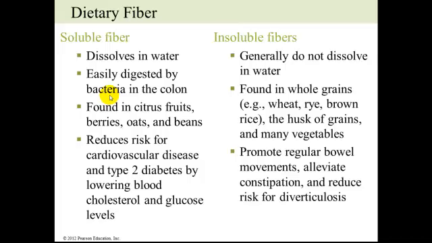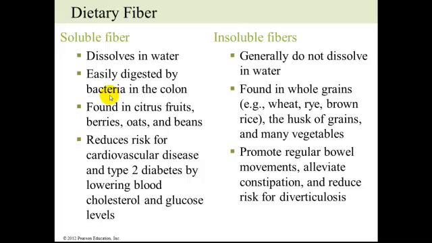Some of the types of soluble fibers include things like pectins and gums. So if you happen to make jams or jellies, you probably have to add pectin. Pectin is a type of soluble fiber. It's made of a few different kinds of monosaccharides. These are found in the cell walls of many fruits and berries, and those pectins can be used to thicken foods.